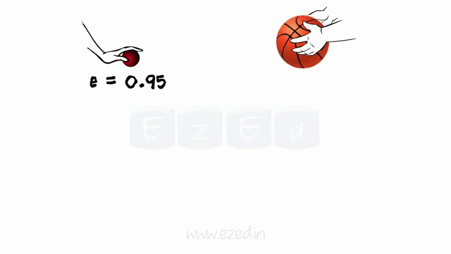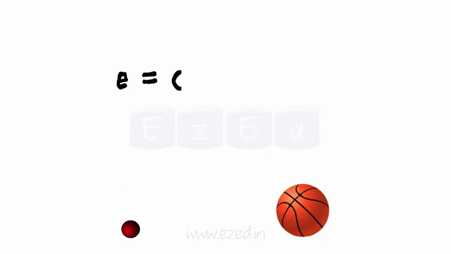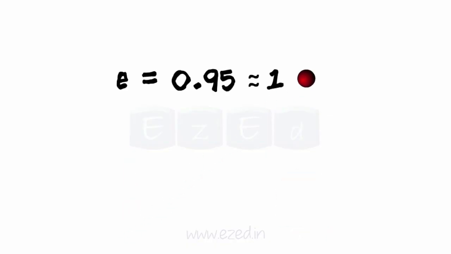Consider a crazy ball and a basketball, whose coefficients of restitution are 0.95 and 0.75, released from the same height. Both will bounce, but the crazy ball will bounce higher than the basketball. The crazy ball bounces higher since the value of its coefficient of restitution is close to 1.